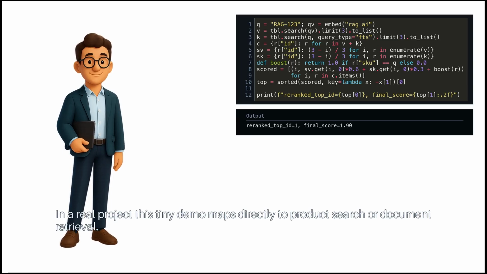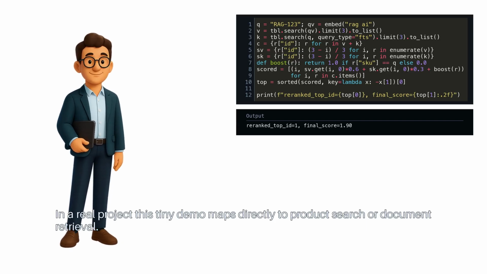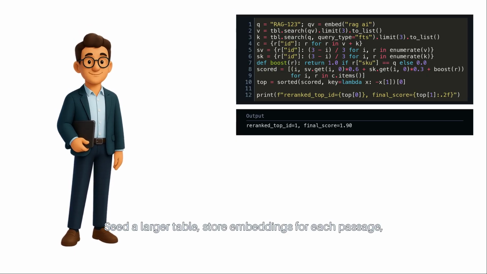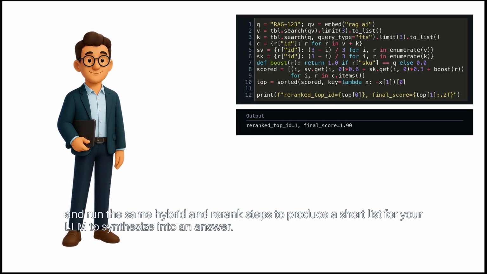In a real project, this tiny demo maps directly to product search or document retrieval. Seed a larger table, store embeddings for each passage, and run the same hybrid and re-rank steps to produce a short list for your LLM to synthesize into an answer.